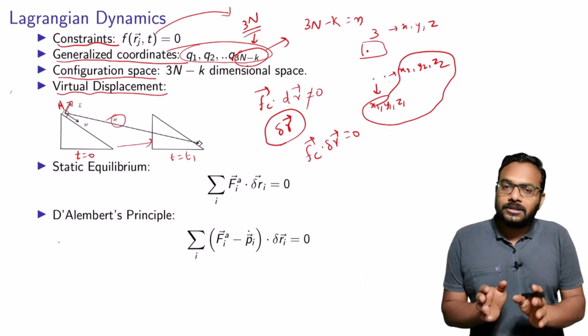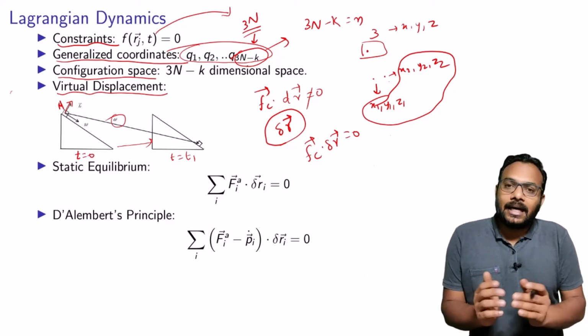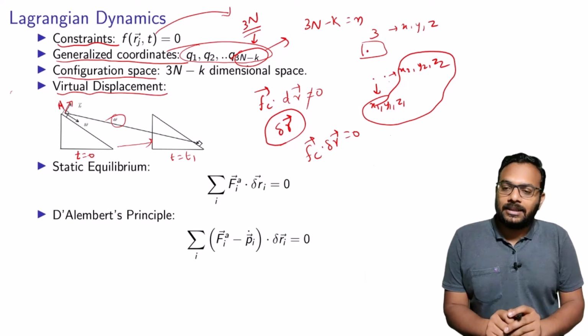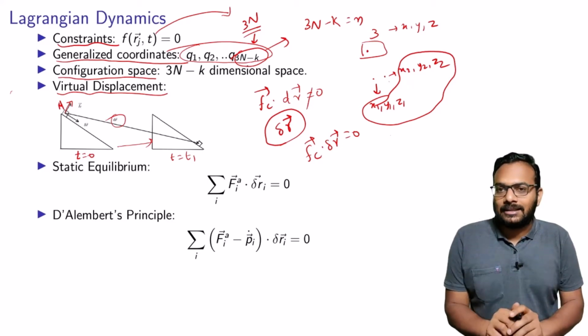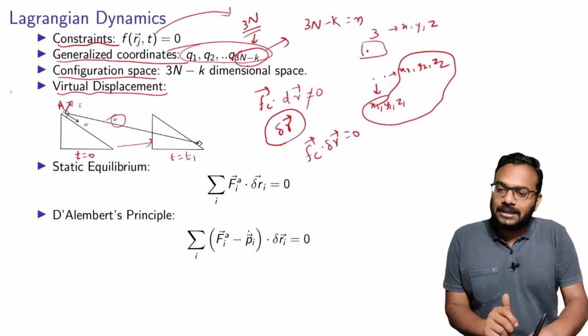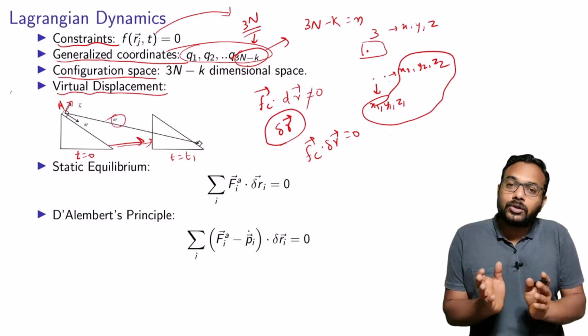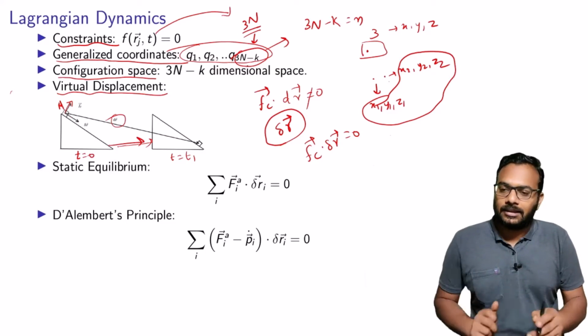So the virtual displacement is a displacement which does not take time. You can imagine such a displacement: you are freezing the system for a moment, so the constraint is not changing. If the constraint itself is not moving, then that displacement is perpendicular, orthogonal, to the force of constraint. I hope that's clear.